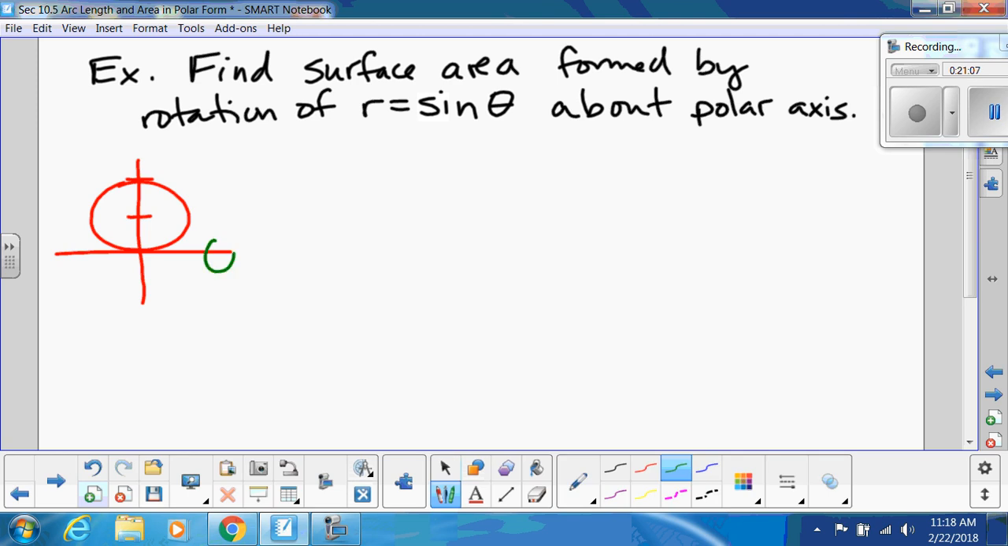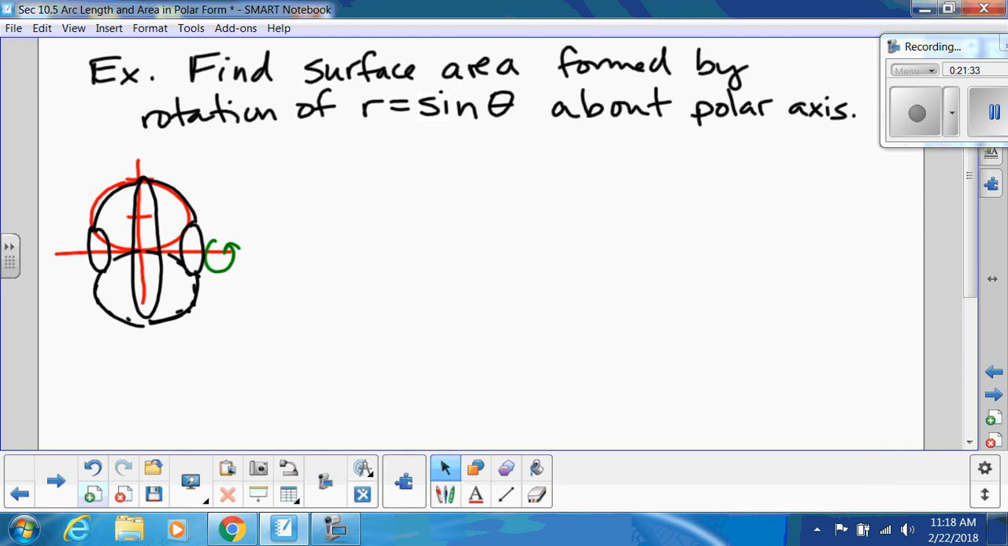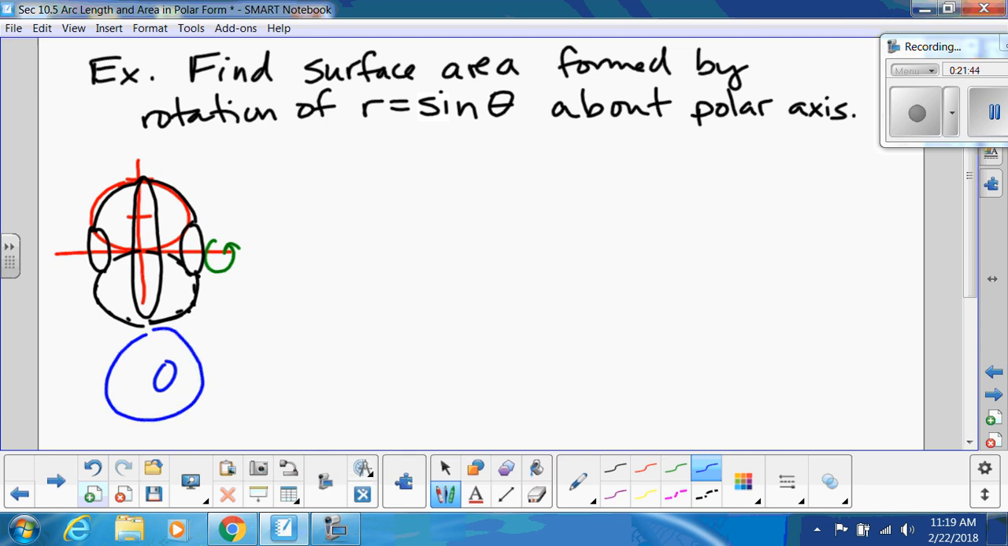Now, if I rotate this around the polar axis, here's some visualization for us. I'm going to draw that down here, and it kind of looks like a donut, if you want to think of it that way. It looks like this donut shape almost. These create some really weird shapes. Let me see if I can draw a better donut. It kind of looks like this, and it has all these curves coming out of it. Just to get an idea of what we're finding the surface area of.